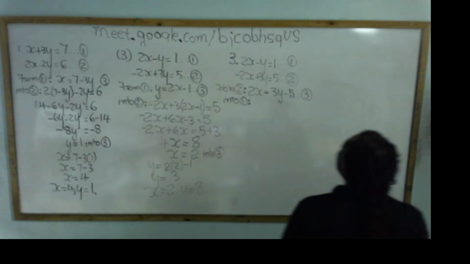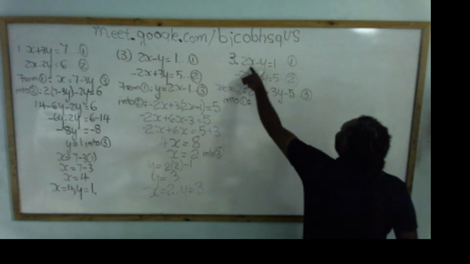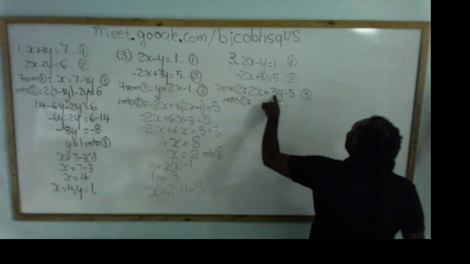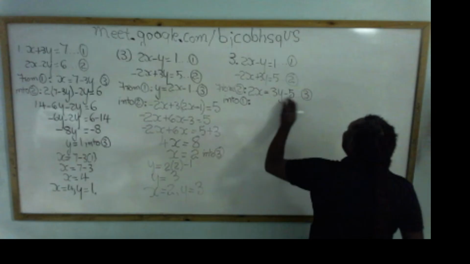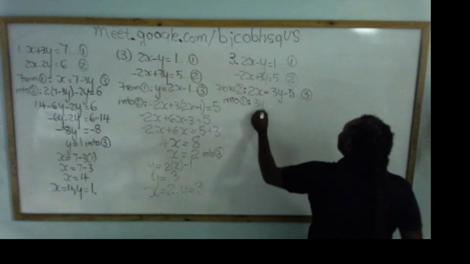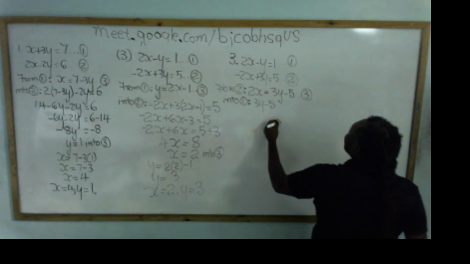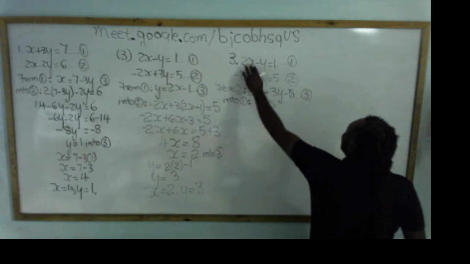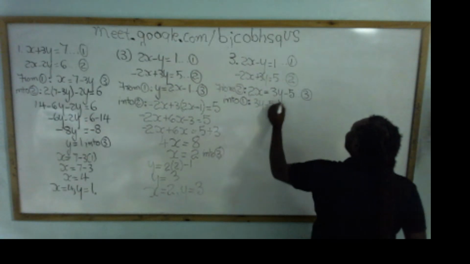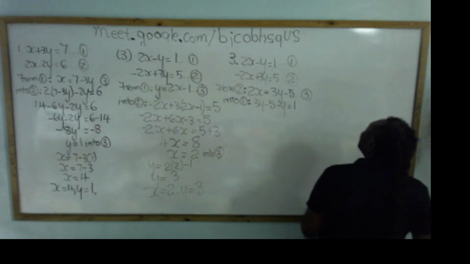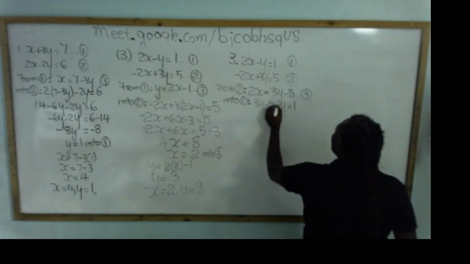Where we see 2x, we put 3y minus 5. So the 2x is replaced entirely by 3y minus 5. We're going to replace 2x with 3y minus 5, minus y again, and that is equal to 1. So we have one equation with one unknown.